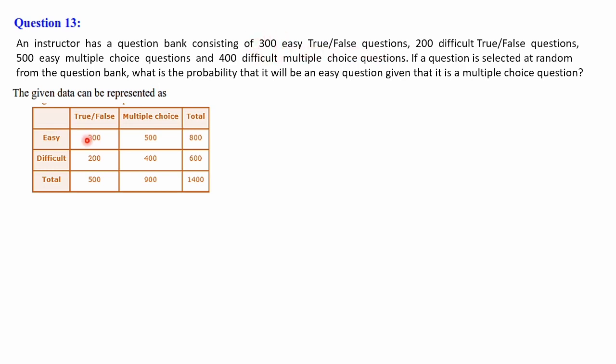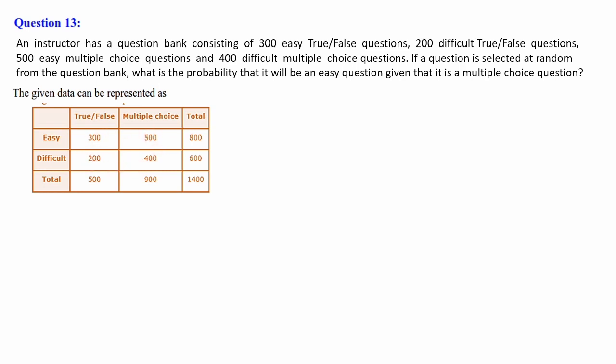So 300 easy true or false questions. Next is 200 difficult true or false questions. Next one is 500 easy multiple choice questions and 400 difficult multiple choice questions. So these are the given conditions.